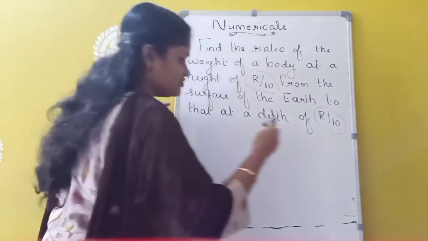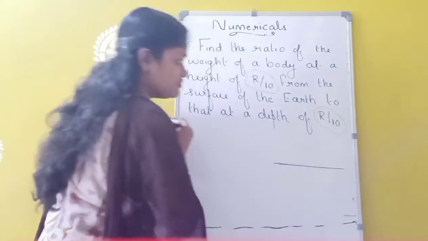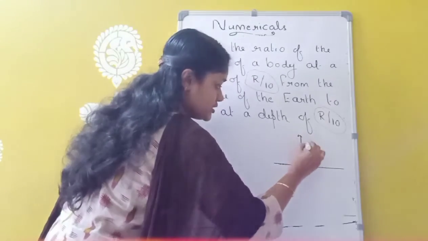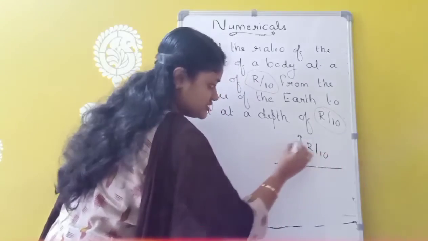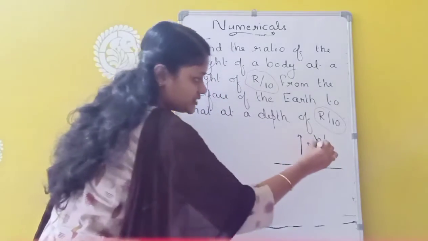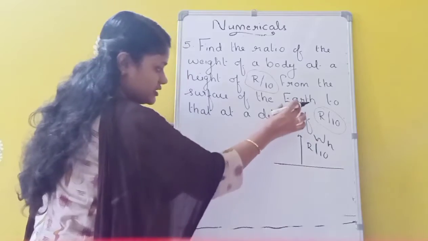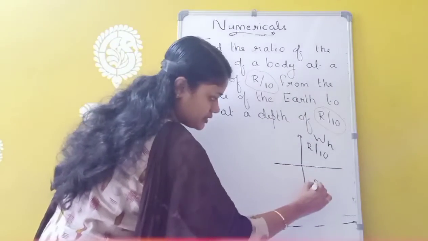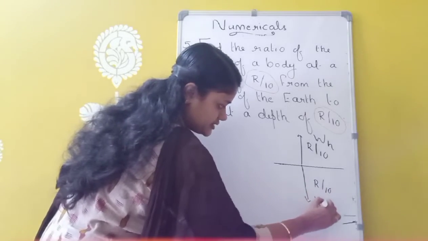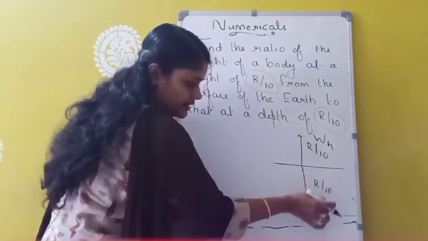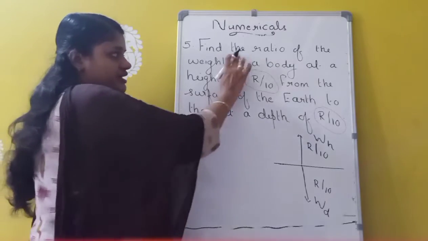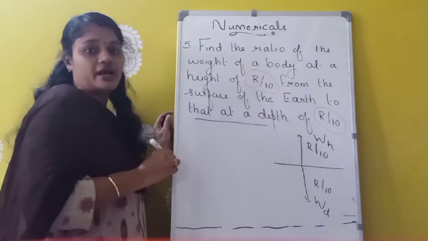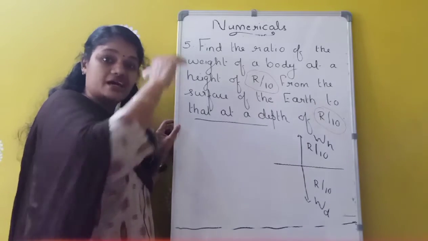Okay. So suppose this is the surface of the earth, and we have to find the weight of the object at a height of R by 10 from the surface of the earth. So here we have to find the weight. Okay. And similarly we have to find the weight of the object at a depth of R by 10, that is here. So at a depth of R by 10 we have to find the weight and then find the ratio of these two. Okay.